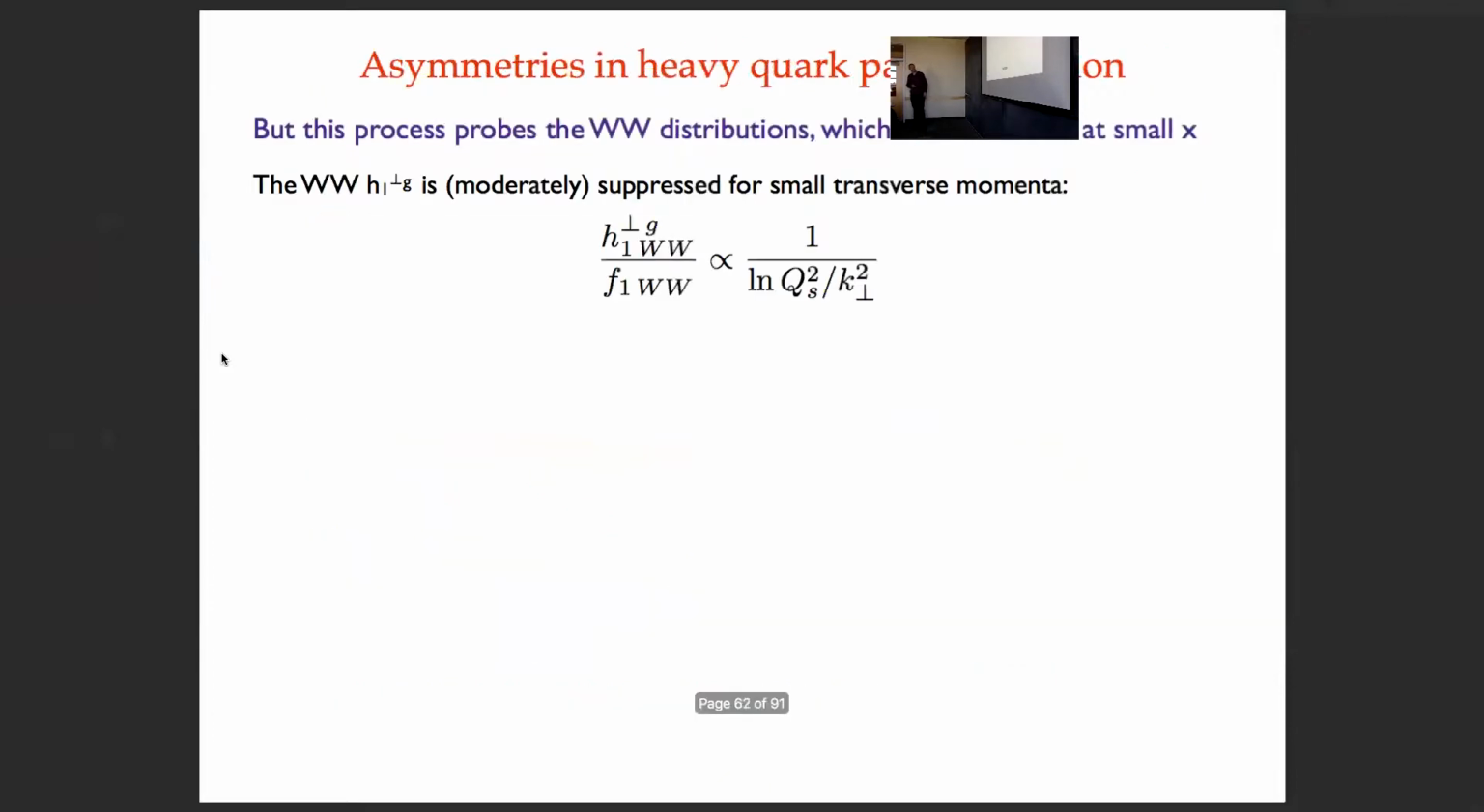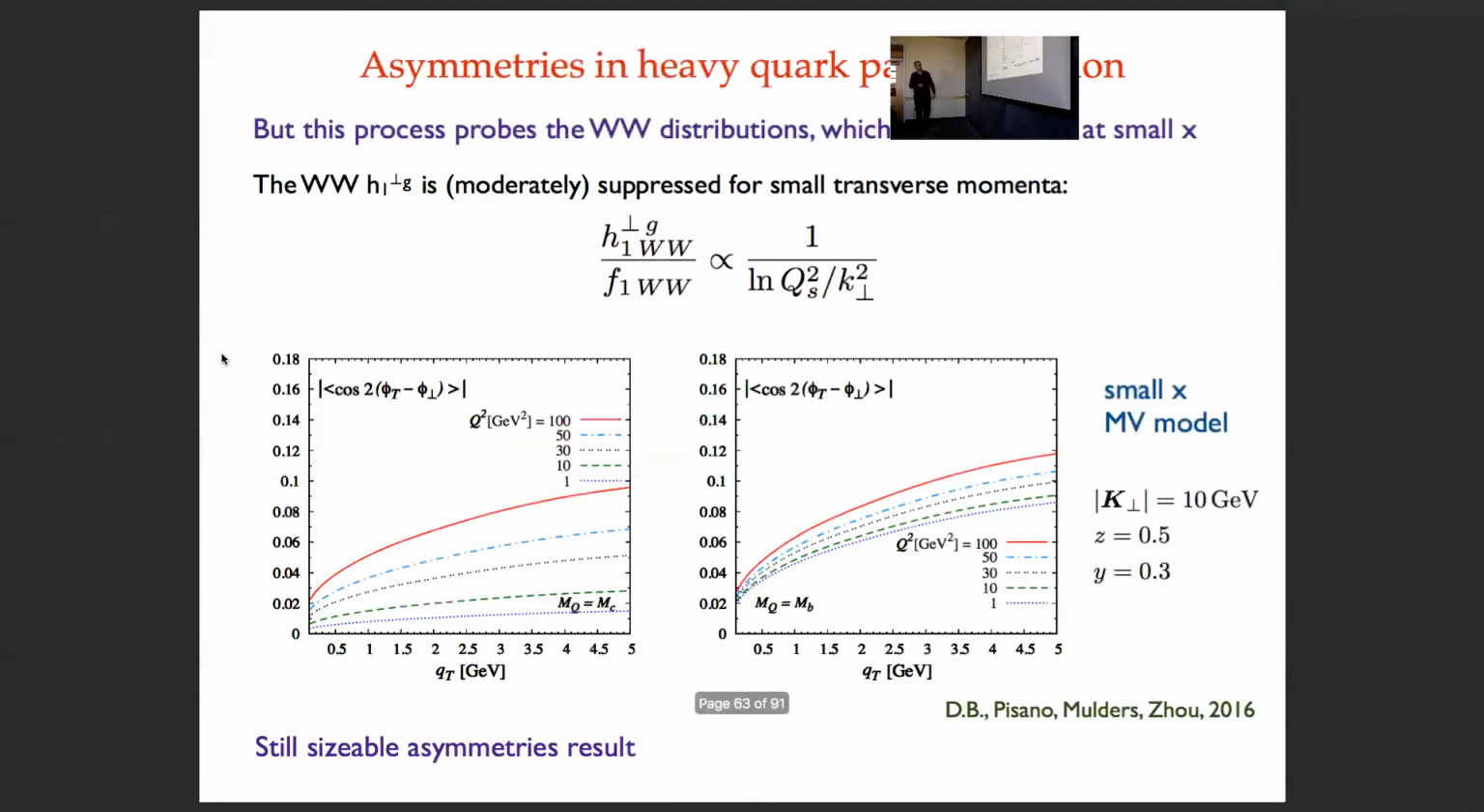Since it is a process where you have WW, you have to worry about the small k-perp region, so we also looked at this observable in the MV model. And then you get some smaller asymmetries. Now it's plotted as a function of the transverse momentum of the pair. The bound here would be something like 12 or so, so it is smaller than the bound, but it is still quite sizable. So I think this is a nice observable to look at at the EIC.